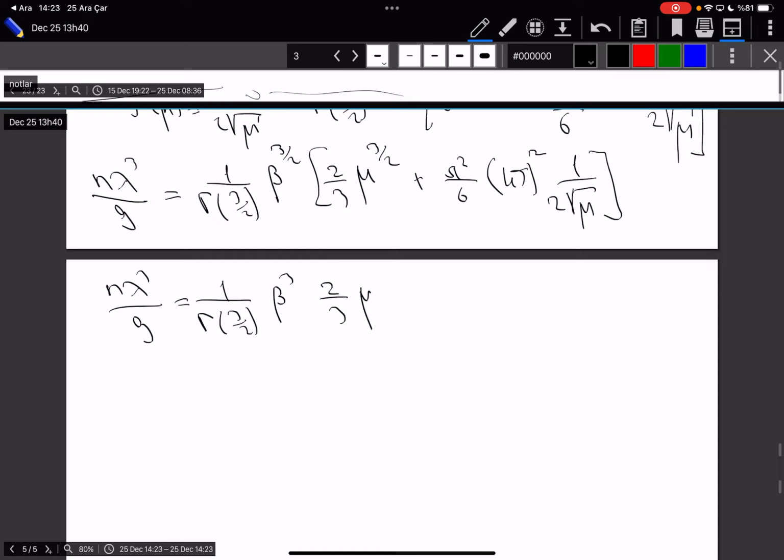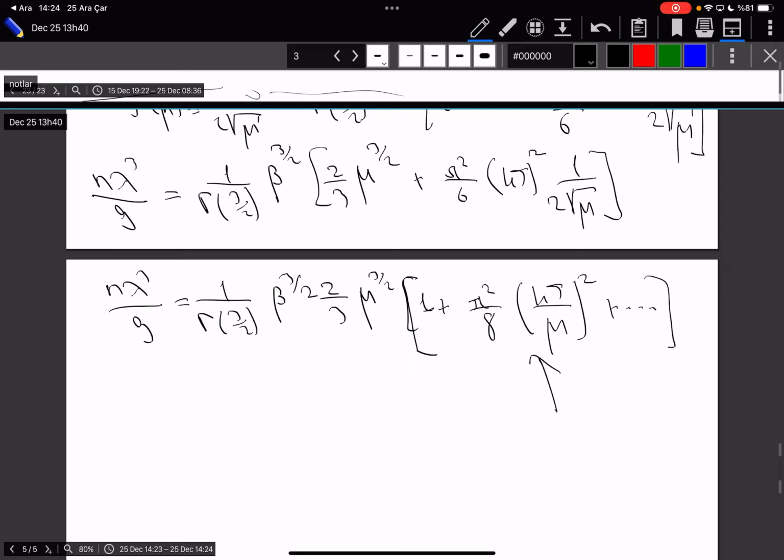Two-thirds mu to the power 3 over 2, 1 plus pi squared over 4, pi squared over 8, kT over mu squared, plus, of course, higher order terms. Is beta 3 over 2? Yes, 3 over 2. Well, if you just ignore this term, what remains just gives us the Fermi energy.